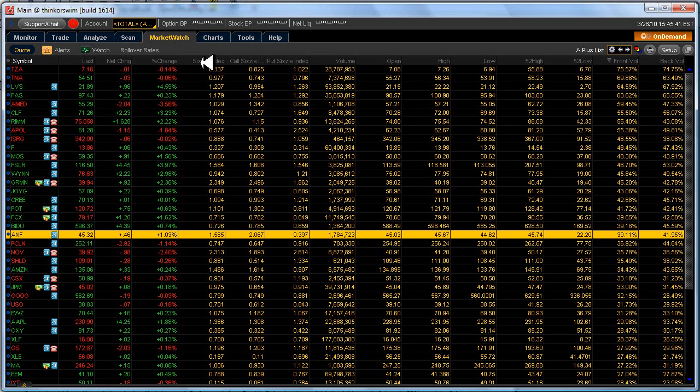Also, one of the interesting things that I've added to this particular scan, or first of all, let me tell you how I get this in here.